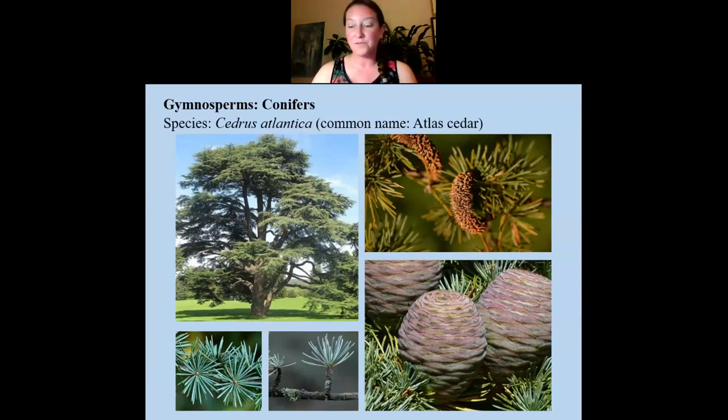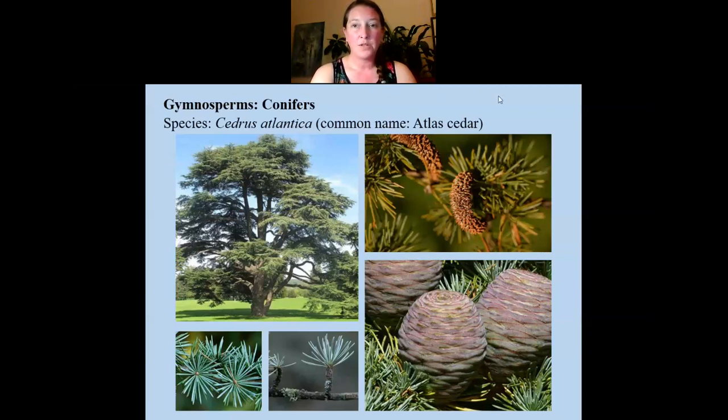Okay, so here's the first plant we're going to look at. This is an Atlas cedar. That's the common name, Atlas cedar or Cedrus atlantica. This is a very common plant in New Jersey and New York. People like to plant this on their property because it is a very nice landscaping tree. This is what it looks like when it's really, really old, on the top left.